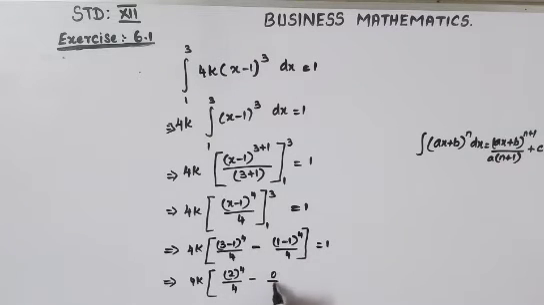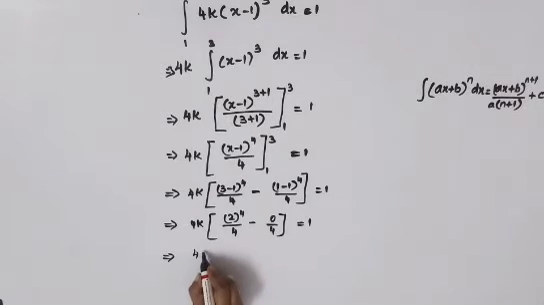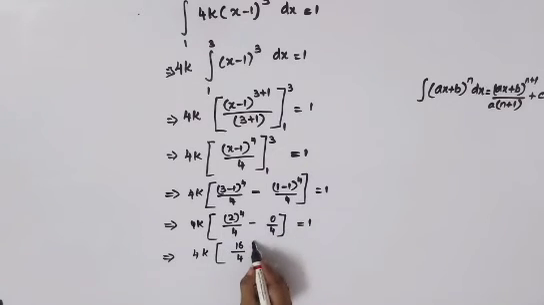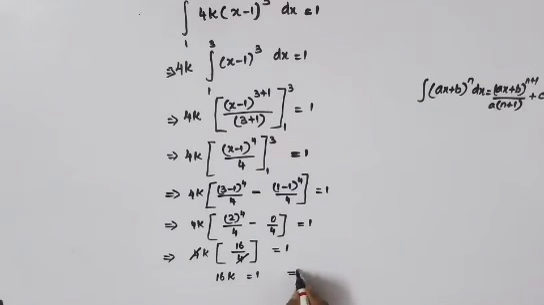Okay, so 0 by 4. Otherwise you can write 0 itself. So which is equal to 1. So that implies 4k into 2 power 4 is 2 into 2 into 2 into 2. So I'll get 16 divided by 4. This is 0 only, so you can leave that second part, that is equal to 1. Now this 4 and 4 you can cancel. So 16k is equal to 1 you will get. That implies k is equal to 1 by 16.